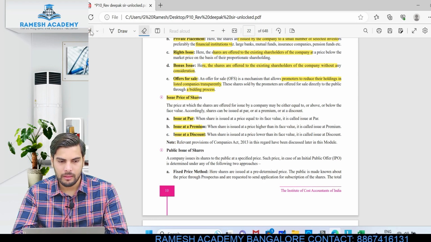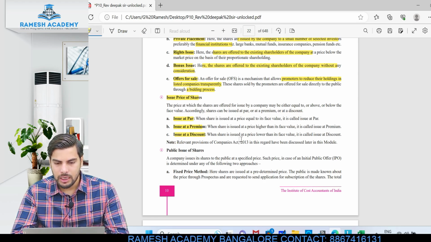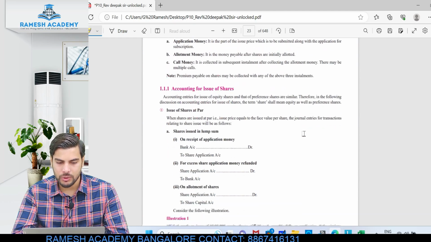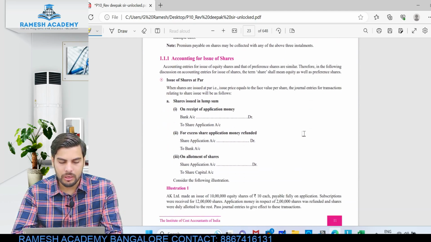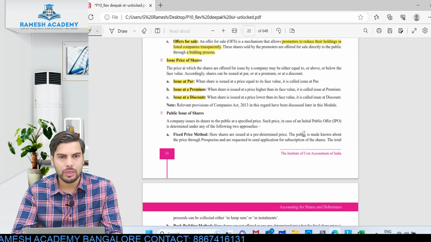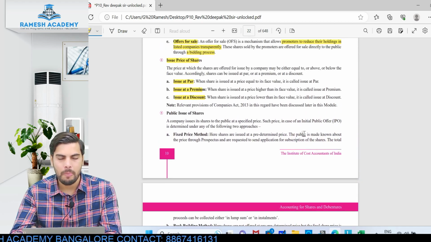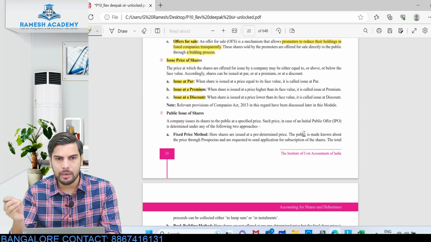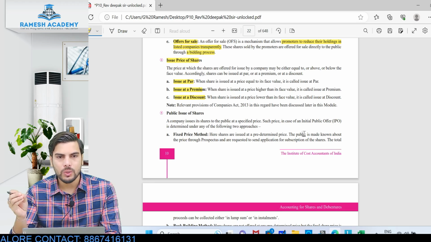Yeah, so look at this. When shares are issued at a price lower than the face value, it is called discount. Somewhere later they would have given that the company cannot issue the shares at discount. According to the provisions of the Companies Act 2013, no company can issue the shares at discount. Earlier, yes, the company had the freedom of issuing the shares at par, premium and discount, but now the company can issue the shares only at par or premium and not at discount.